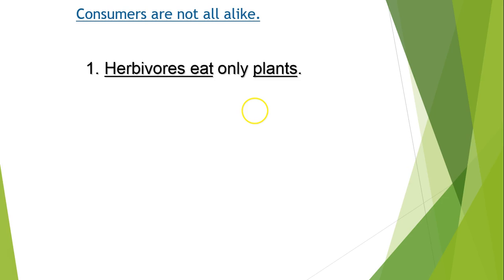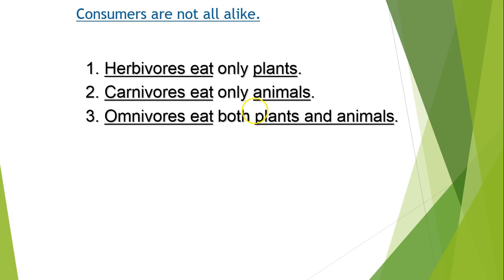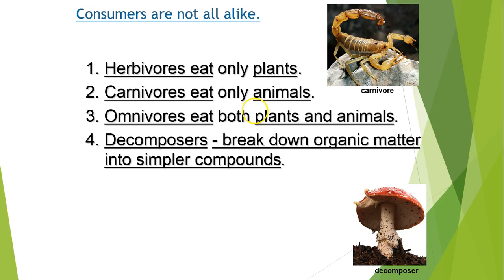Not all consumers are alike. Some consumers are herbivores, they only eat plants. Some consumers are carnivores, which only eat other animals, and some consumers are omnivores, which eat both plants and animals. And the final category here is the decomposers. The decomposers are incredibly important to our ecosystem. These are the things such as bacteria and fungus that break down organic matter into simpler compounds, and they are feeding off things that have already died.